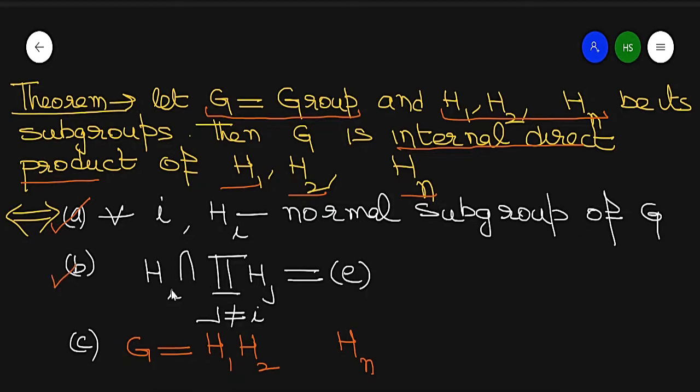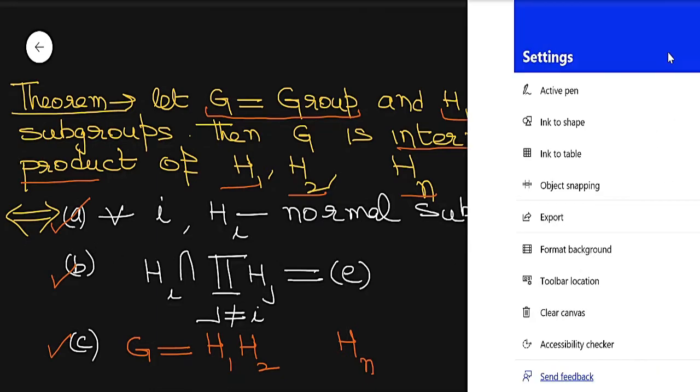Condition number 2: the intersection of Hi with the product of Hj, where j is not equal to i, consists only of the identity element. Condition number 3: G can be written as H1 into H2 and so on up to Hn. So if G is an internal direct product, then it satisfies these conditions. If A, B, C are satisfied, then it is an internal direct product of the group G.